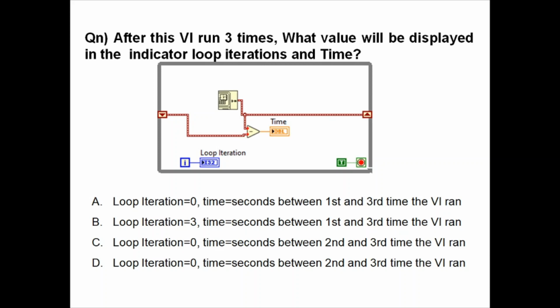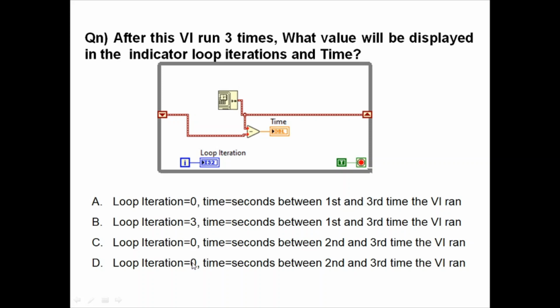And here you can understand in a better way: this question is a very important 2017 pattern CLAD question. The timing function they have used is Get Date/Time in Seconds. They have connected it with the shift register in and out. And this loop is executing only one time, since it's connected with a true constant, so it will work for only one time. So the iteration value is 0. As per the question, if you are running this VI 3 times, what value will be displayed in the indicators loop iteration and time? Here they are not asking for the quantity, but they are asking what it would be. This loop's iteration is always 0.